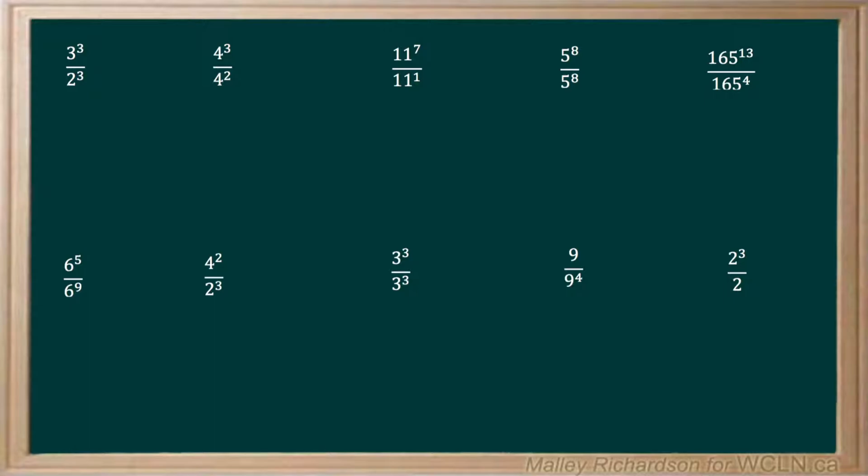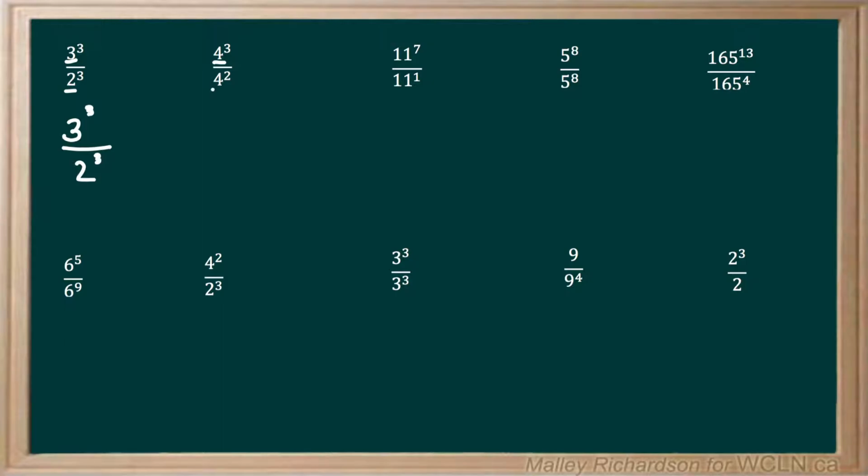We have 3 to the power of 3 over 2 to the power of 3. The base in our numerator is 3, but the base in our denominator is 2. So because 3 and 2 aren't the same base, we can't subtract the exponents. So we're left with our final answer of 3 to the power of 3 over 2 to the power of 3.